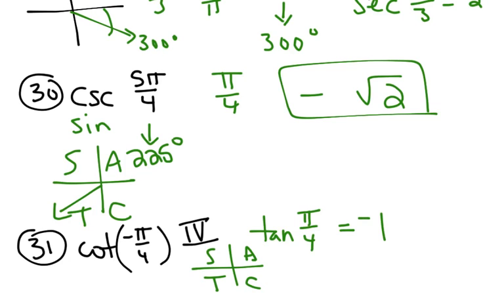But we don't want the tangent, we want the cotangent. What's the reciprocal of negative 1? The reciprocal of negative 1 is negative 1. So the cotangent of negative pi over 4 is negative 1.